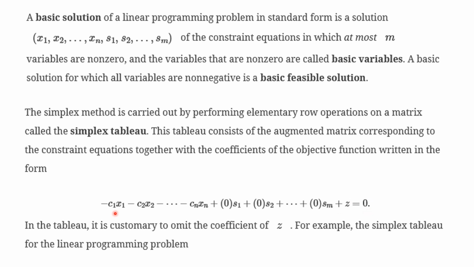So this is minus c1 x1 minus c2 x2 minus dot dot dot minus cn xn plus a 0 value associated with each of the slack variables. Instead of z equal all that, we moved everything to the side with z. On the tableau, it's customary to omit the coefficient of z. There's a 1 there, but a lot of times you don't write it.